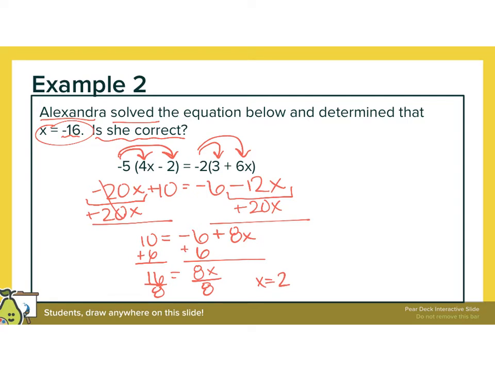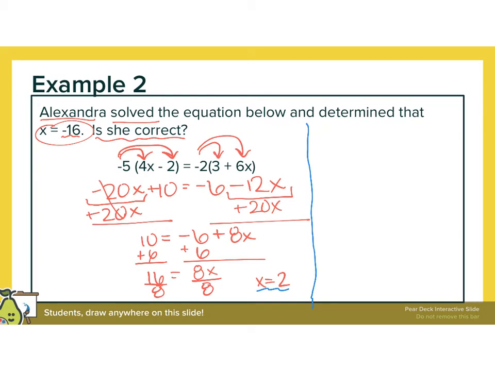So Alexandra is wrong, but I need to make sure I didn't mess up, okay? So I still have to check this thing. In a different color, I'm going to show you how to check, because on your exit ticket, you have to check. So now instead of plugging in a negative 16, I'm just going to plug in a 2, which is a much easier number to work with, okay? It's going to look a little ugly, but it's okay.